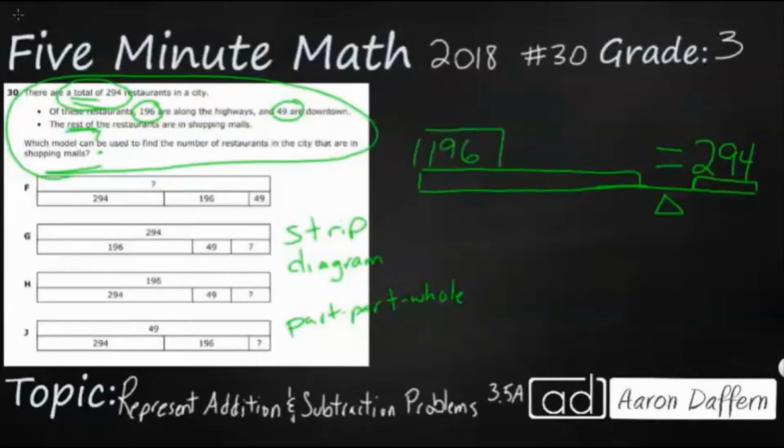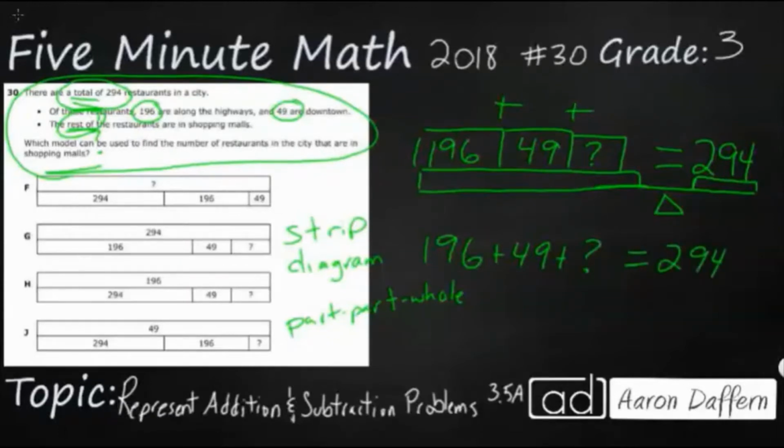I can put that in a box here. We're going to put 49 in a box here. And then the rest. The rest is going to be my unknown, so I'm just going to put a little question mark here. If I wanted to balance these two out, it looks like we're going to have some addition signs here. So I can write this as a number sentence: 196 along the highway, plus 49 downtown, plus my question mark, those are the ones in the shopping mall. All of that equals 294. So that's an equation to represent this problem.